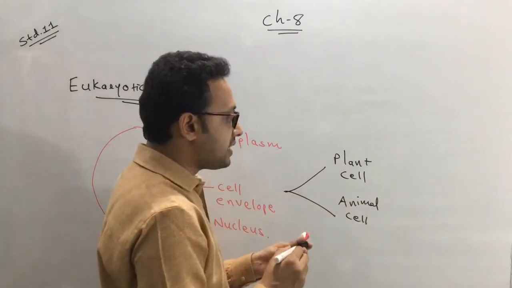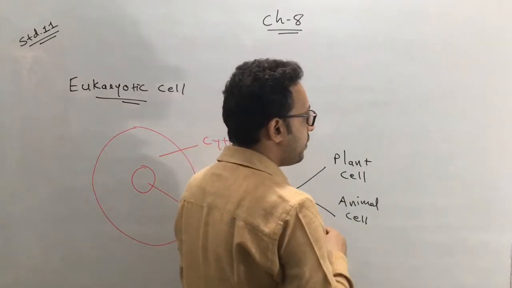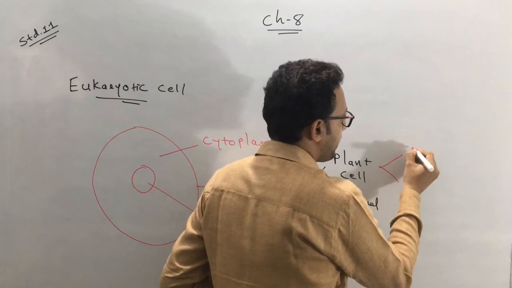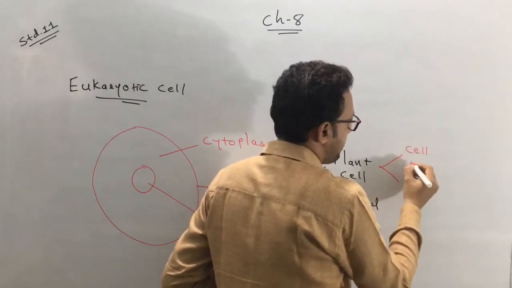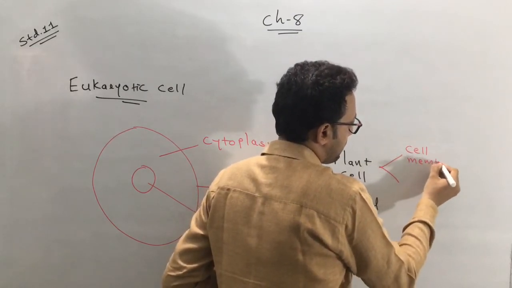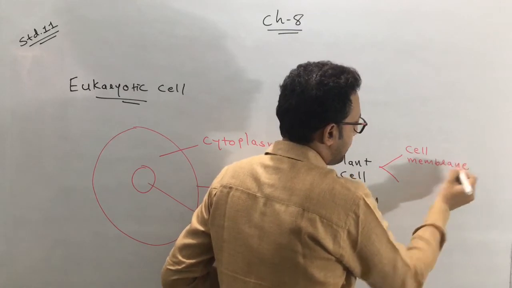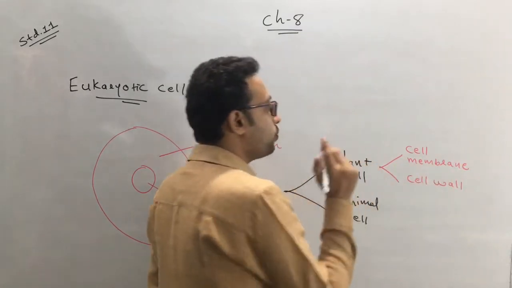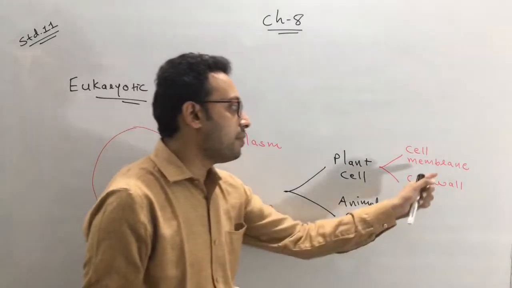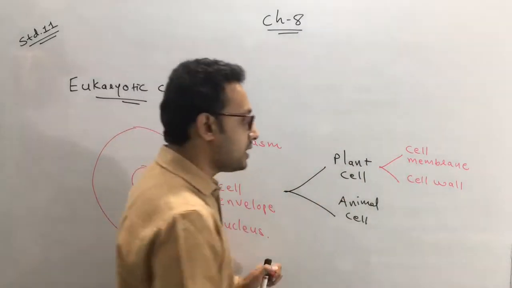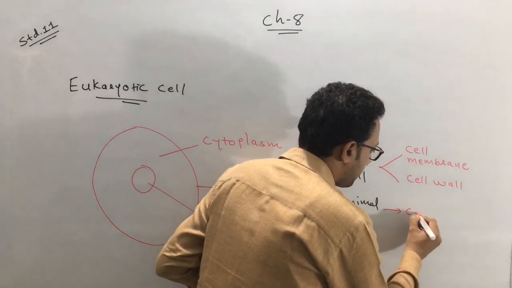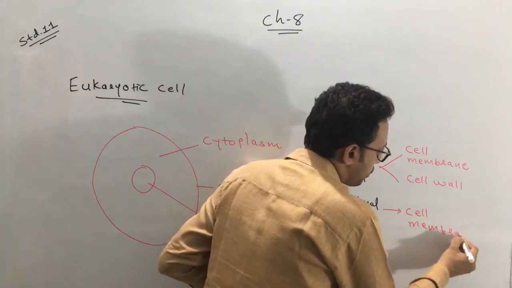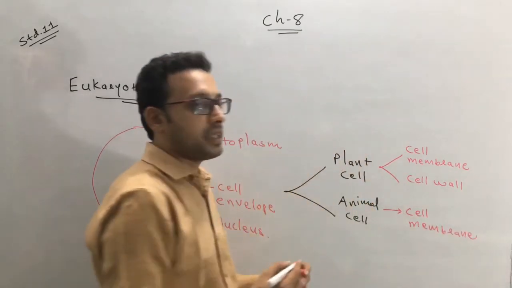Plant cell has two layers around it. How many layers does the plant cell contain? Two. The inner one is the cell membrane. The outer one is the cell wall. There are two layers in plant cells: cell membrane and cell wall. Whereas the animal cell contains the cell membrane, which you can also call the plasma membrane.